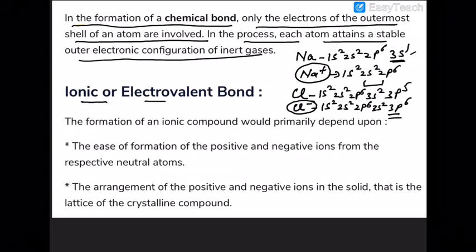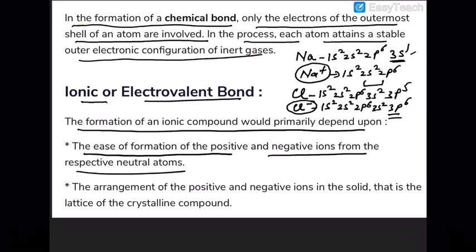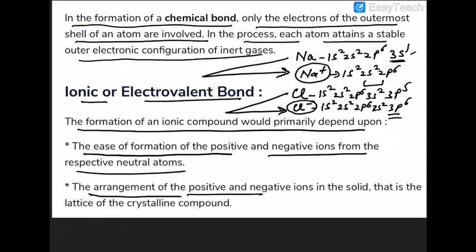So what is an ionic bond? The formation of an ionic bond would primarily depend upon the ease of formation of the positive and negative ions from their neutral atoms. The chlorine atom becomes a chloride ion, sodium becomes a sodium cation. It also depends on the arrangement of the positive and negative ions in the solid, that is the lattice in the crystalline compound, and how these ions then arrange into a lattice.